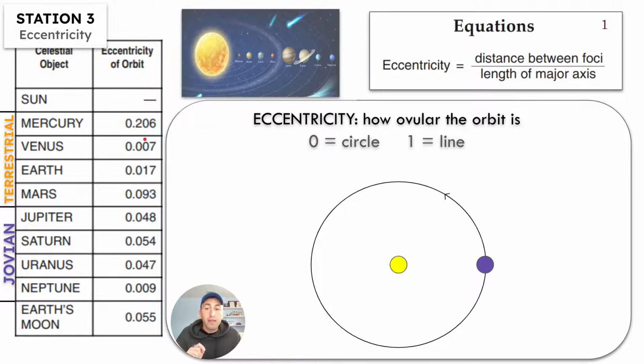You see how the closer you are to 1, the more ovular that orbit is going to be, the more elliptical. Elliptical basically means oval. And you see Mercury has the biggest ellipse, the biggest eccentricity around the sun, and Neptune has the most circular. Again, 0 would be a complete circle, but if it's near 0, it's close to a circle.